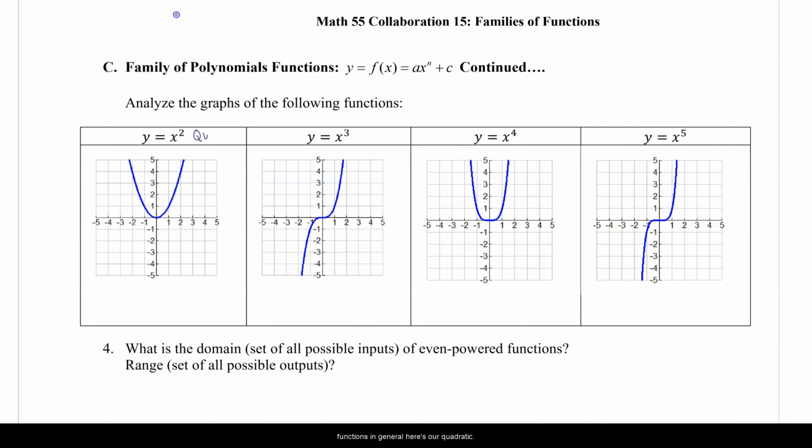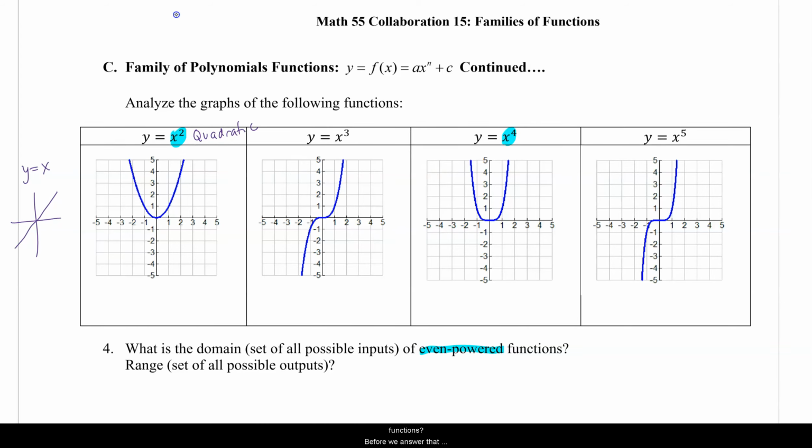Here's our quadratic. We also could graph our linear function x over here. And the first question, what is the domain of the even-powered functions? And by even-powered, we're looking at x squared, x to the 4th, x to the 6th if we kept going, and so forth. What do you notice about those even-powered functions?